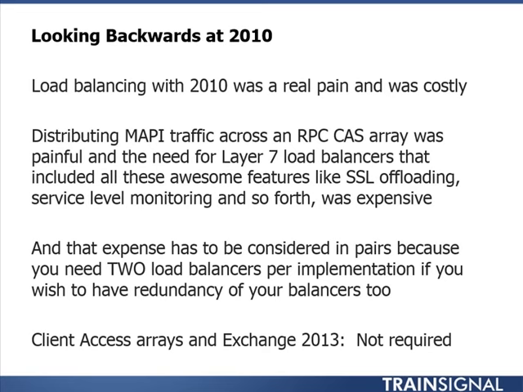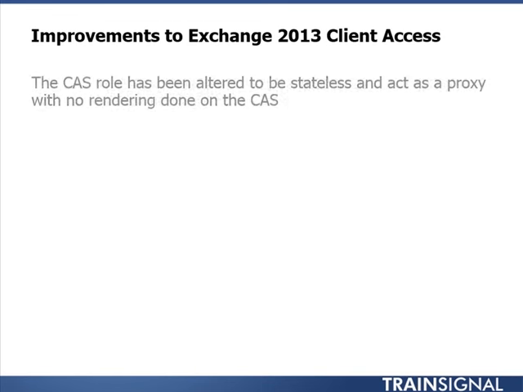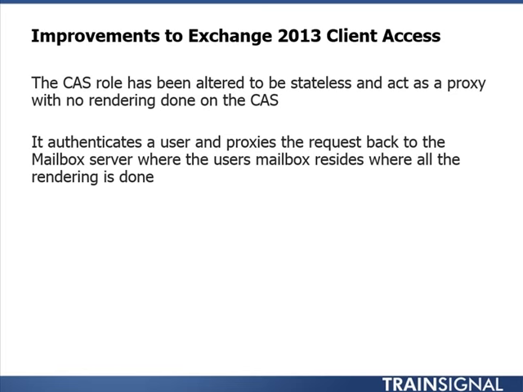Now let's take a look at improvements to Exchange 2013 client access. The CAS role has been altered to be stateless and act as a proxy with no rendering done on the client access server. So with Exchange 2013, client access servers are lightweight, stateless proxy servers, so there's no affinity needed, and we'll talk about that more in a moment. Basically, an Exchange 2013 CAS server authenticates a user and proxies the request back to the mailbox server, where the user's mailbox resides and also where all of the rendering is done.